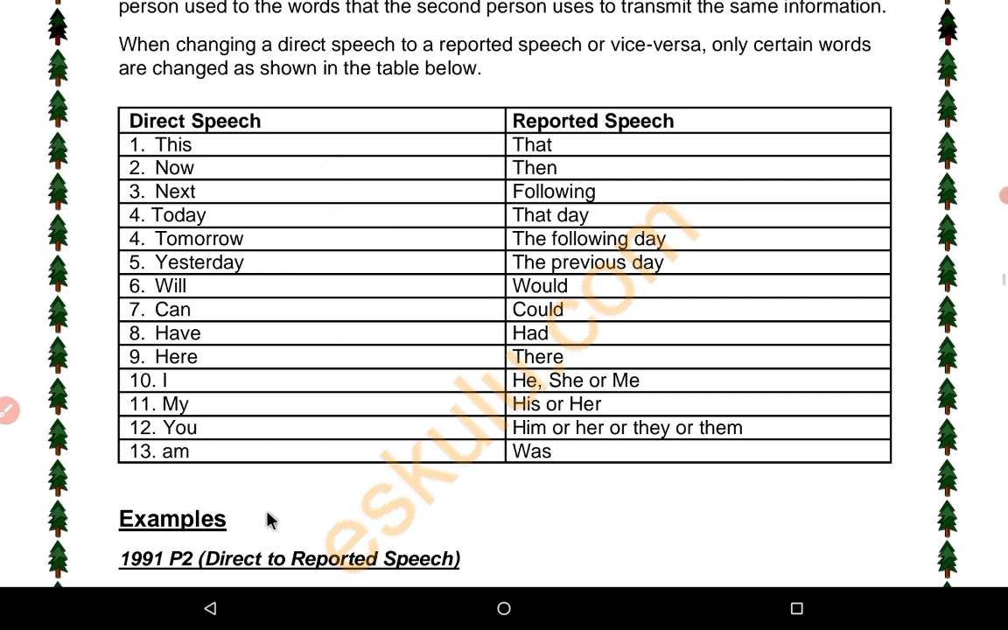Okay, am changes to was, you change to him or her, depending on the question that is being asked. Will changes to would. Can changes to could. So they go like could, would. Here will change to there. So just take a bit of time to memorize some of these things because you are going to need them.